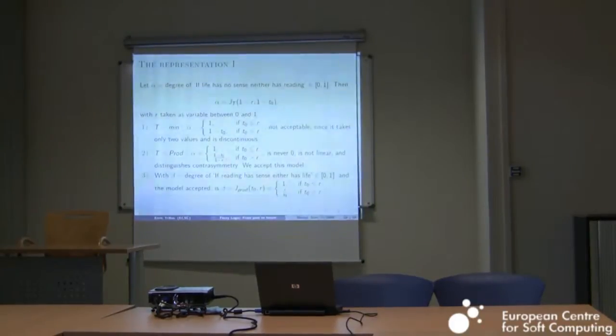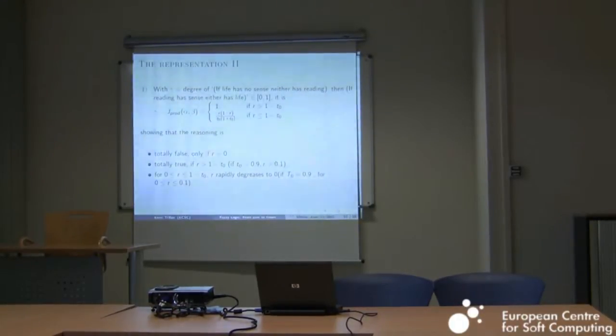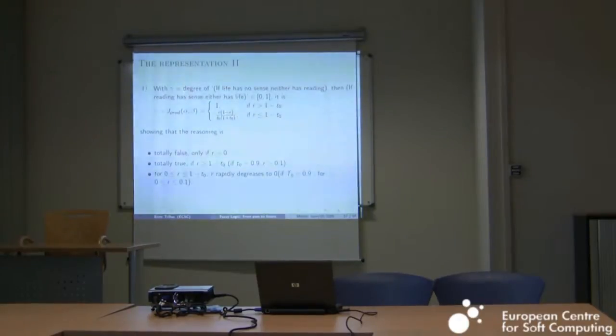So how do we take this? With this, in an analogous way, I can model the degree of whether reading has error or life. I have this function. With these 2 functions, I can model the full statement, the full triple conditional, and I have this function. When is it totally false? Only when R is 0. When is it totally true? When R is bigger than this number that is very small.